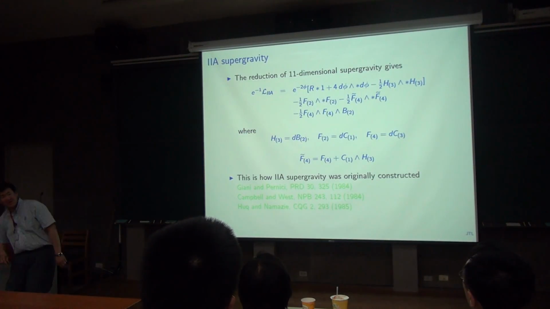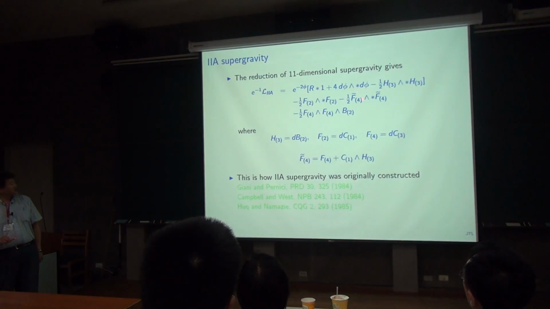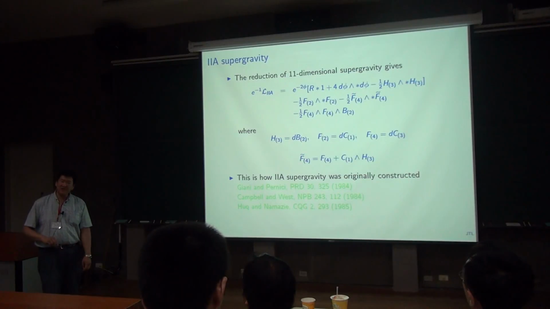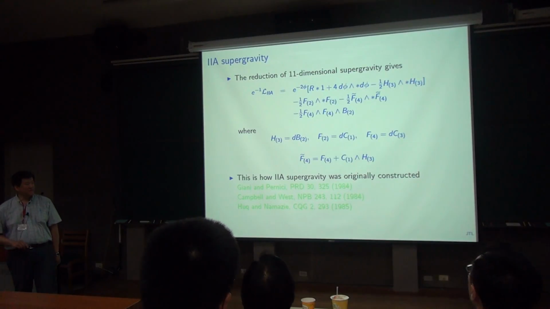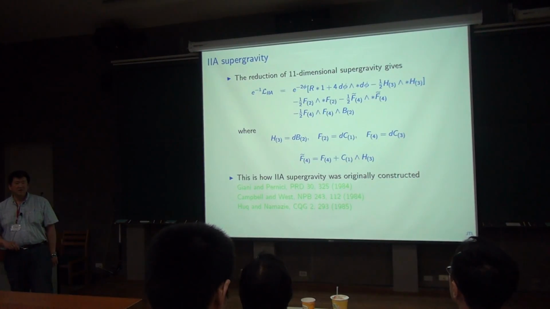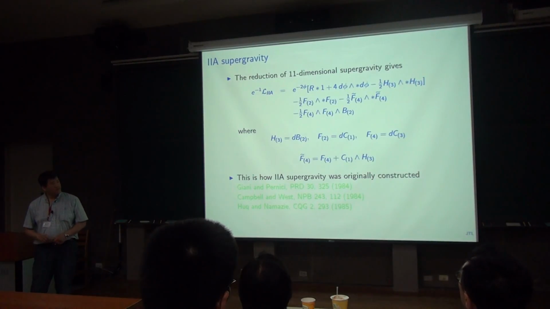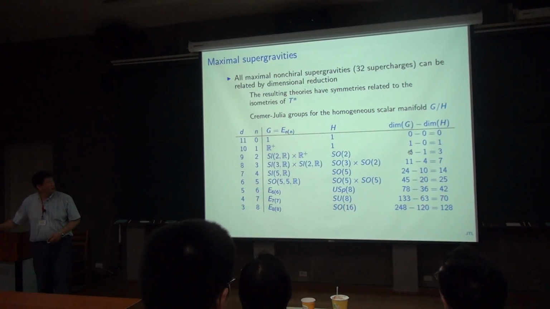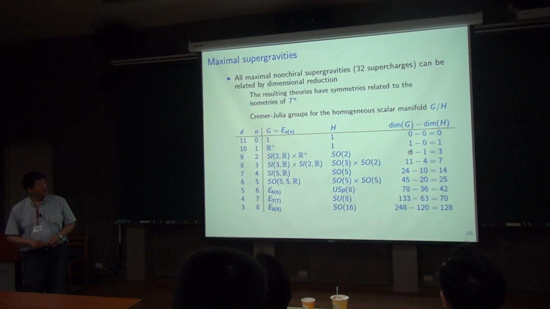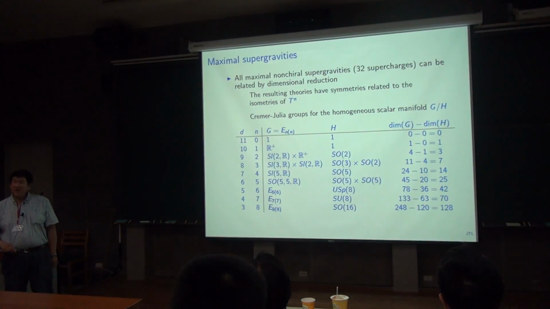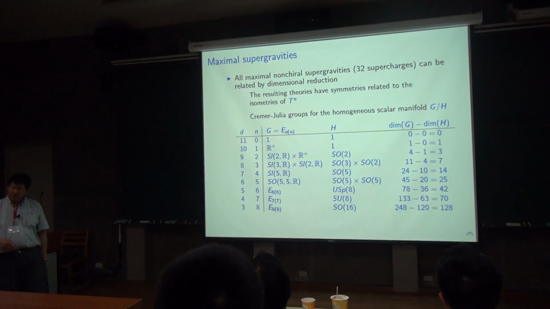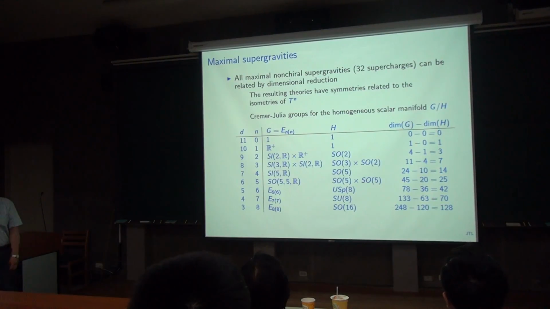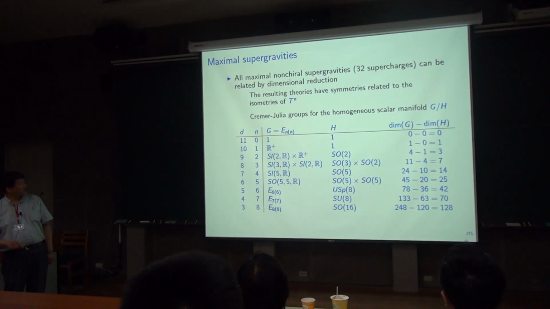Now this is not just an academic exercise. In fact, this dimensional reduction from 11 dimensions is how 2A supergravity was originally constructed. If I played that game, instead of going from 11 to 10, I can go 11 to 9, 11 to 8, and so on. What happens is I can generate a whole bunch of theories, all with 32 real supercharges in various dimensions.